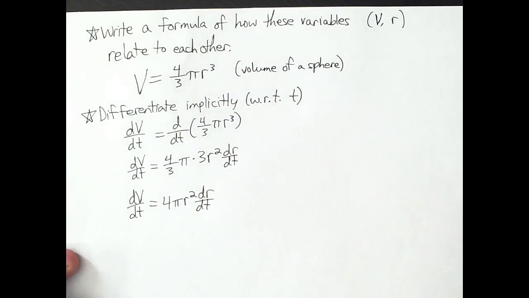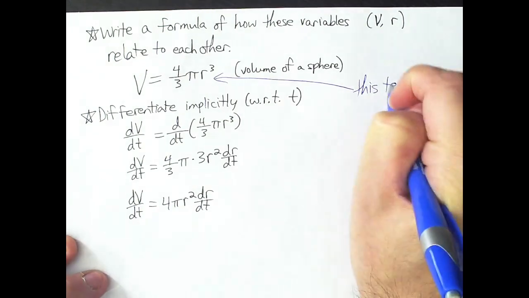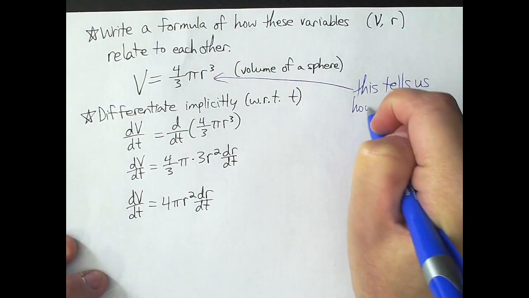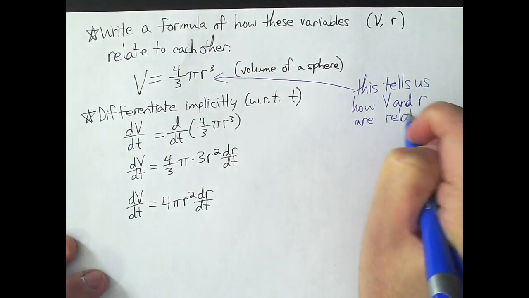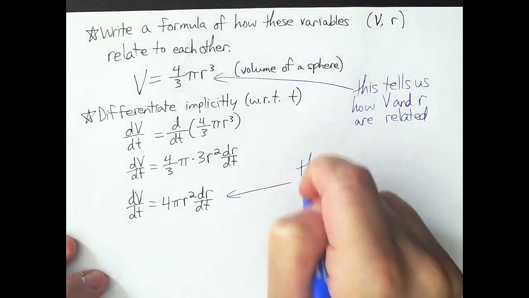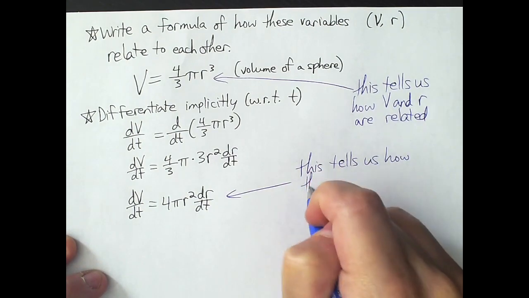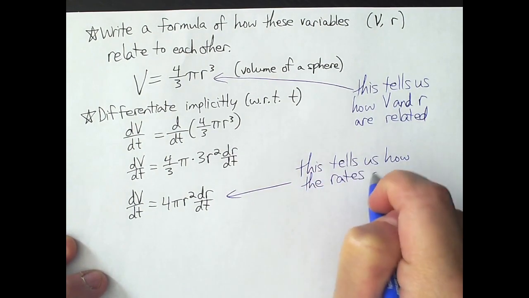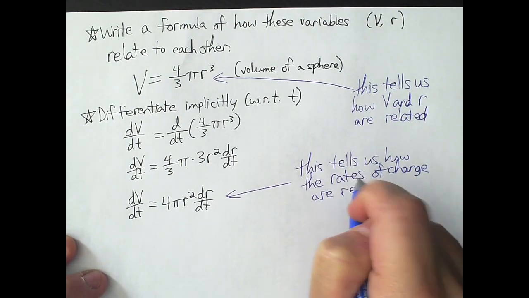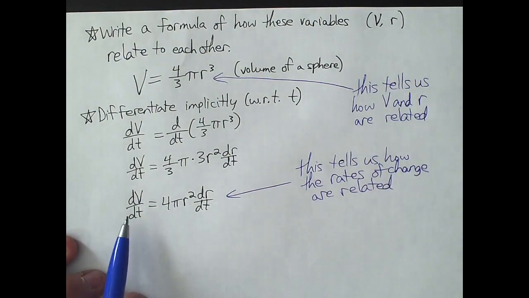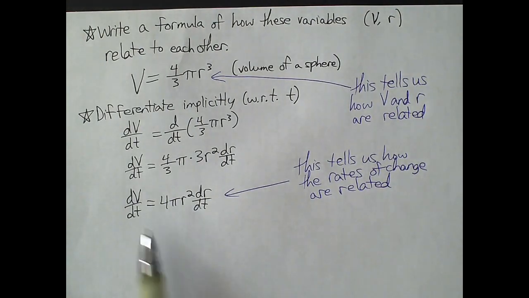All right, let me highlight something for you. So this tells us how V and R are related. This tells us how the rates of change are related. That's why it's related rates. The rate of change of volume and the rate of change of radius are related by this formula that we just found.